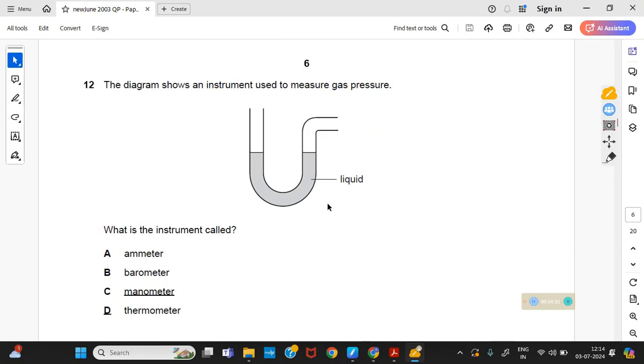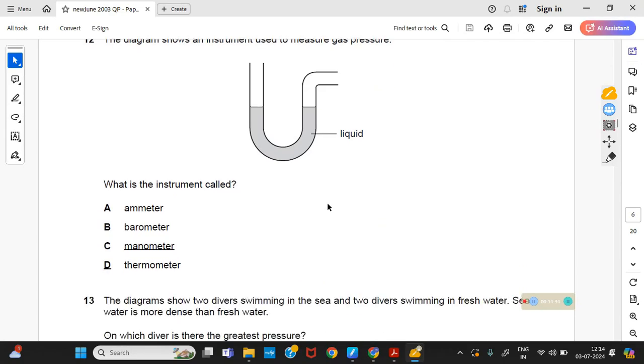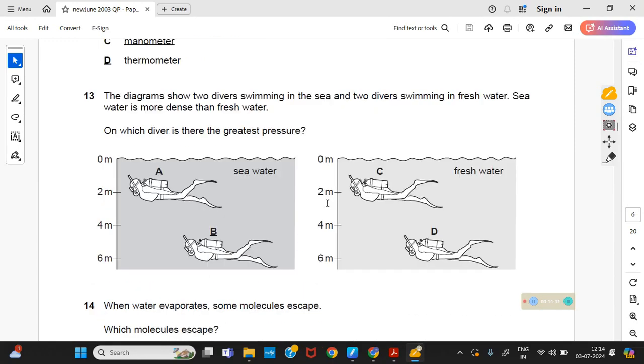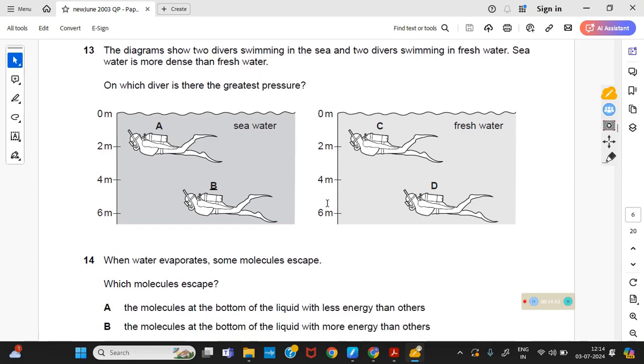The diagram shows an instrument used to measure gas pressure. What is the instrument called? It is a manometer. The diagrams show two divers swimming in the sea and two divers swimming in fresh water. Seawater is more dense than fresh water. On which divers is there the greatest pressure?